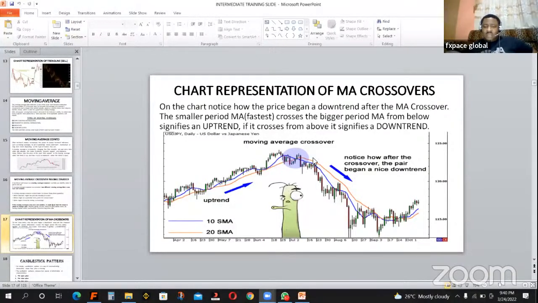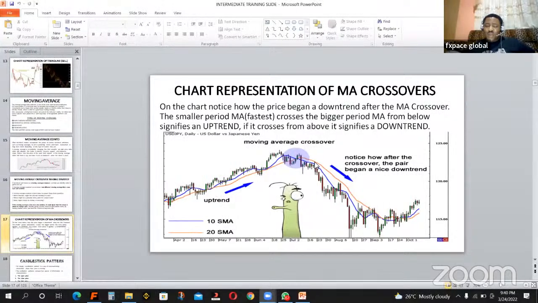Now you get this, enter here for a sell. By the time you enter here for a sell, look at it. You will just put your stop loss above this high here. This high here becomes your stop loss.